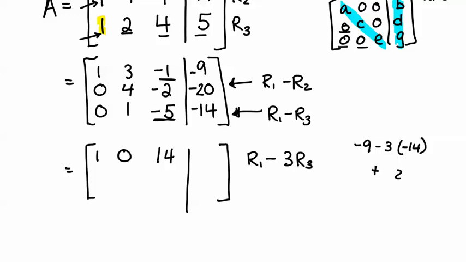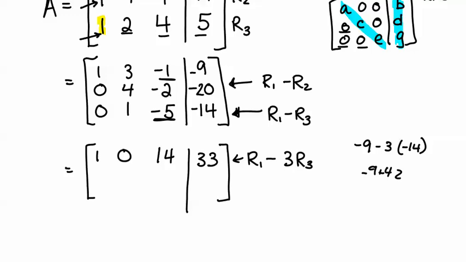Oops, sorry, 12, 42, negative 9, so 33. Alright, so that's what I just did to that row, because I'm going for a reduced row echelon.